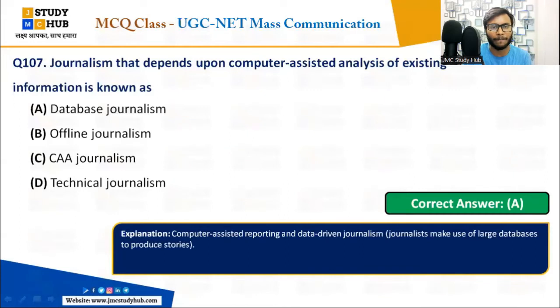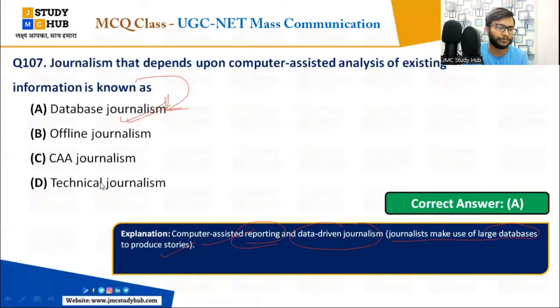Now we are living in the age of database journalism, right? पूरा आज जो है हमारी जर्नलिज्म की एरा जो हो गई है, कौन सी एरा हो गई है? डेटाबेस जर्नलिज्म की एरा हो गई है, और हम लोग फैक्ट्स के ऊपर ज्यादातर निर्भर हैं. सो दिस इज व्हाट द कंप्यूटर असिस्टेड रिपोर्टिंग और द डेटा ड्राइवन जर्नलिज्म, right? Journalists make use of large databases to produce stories, right? So this is about the database journalism, very much important, right?